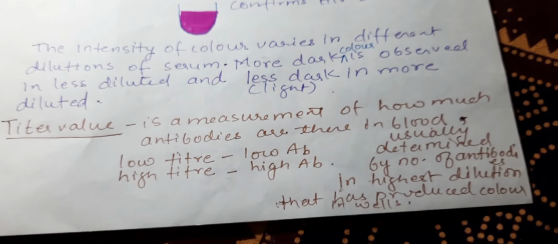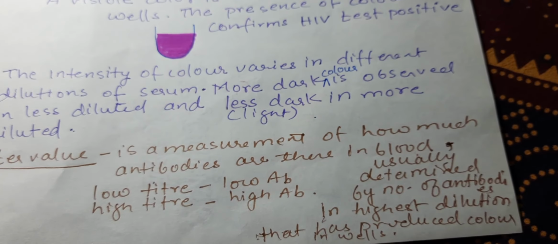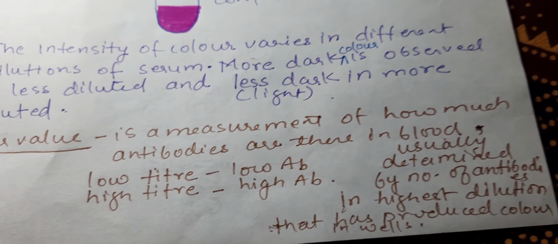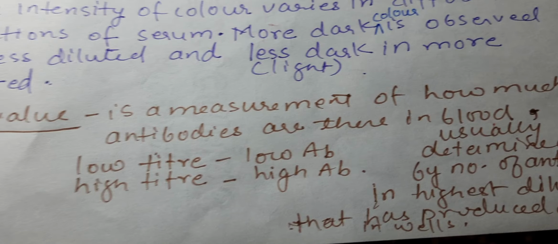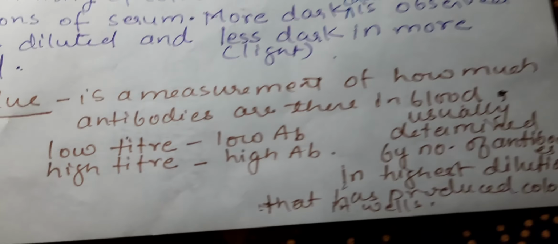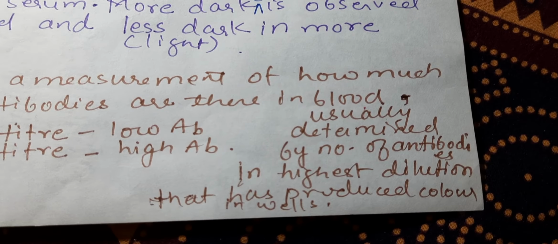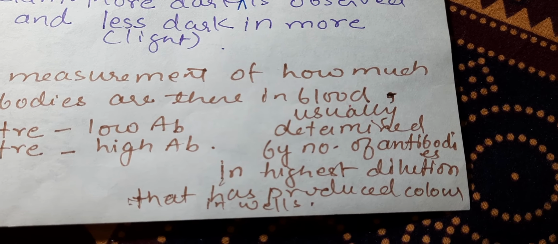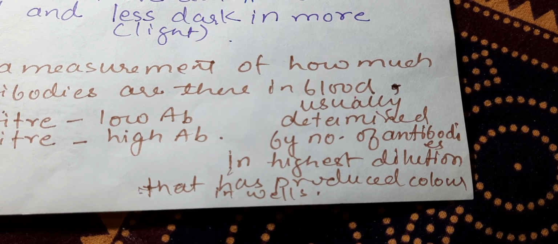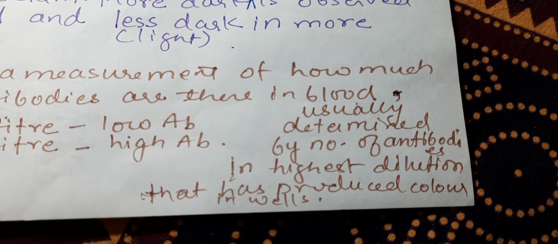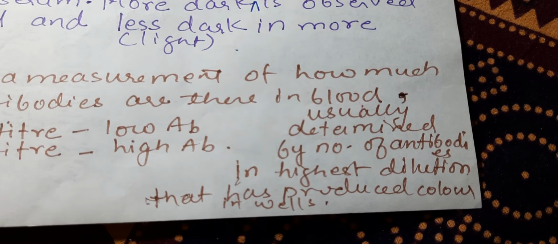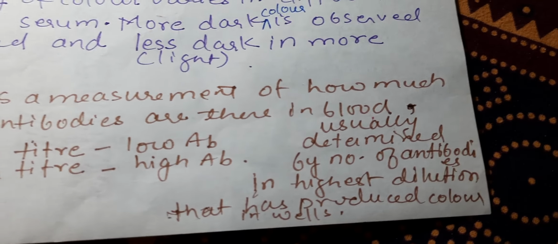So what is the titer value? It is the measurement of how many antibodies are there in the blood. So low titer means low antibodies, high titer means high antibodies, and it is usually determined by the number of antibodies in the highest dilution that has produced color in the well. So the calculation is based on that. So this is what ELISA is. Thank you.